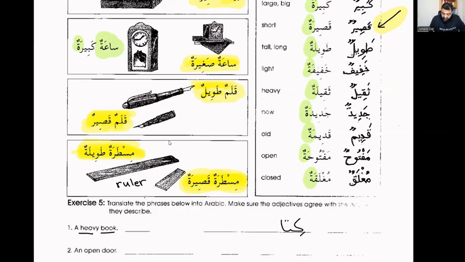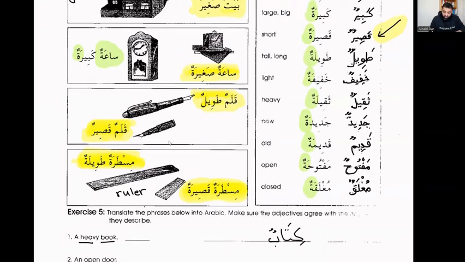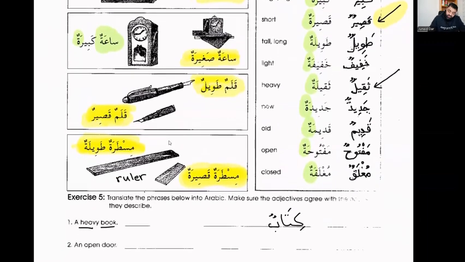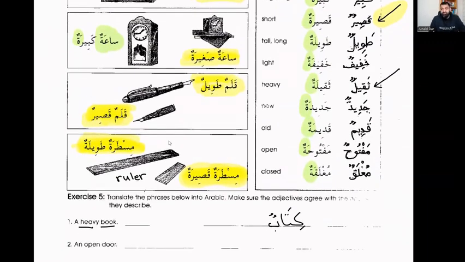So let me write that in. Yeah, so I would say kitabun. And then I want the word heavy. So I need to go to my chart and work out the word heavy. Where is the word heavy? The word heavy is here. But which one do I use? Do I use the male or the female? The male. The male, yeah. So I'll just copy that same word here.